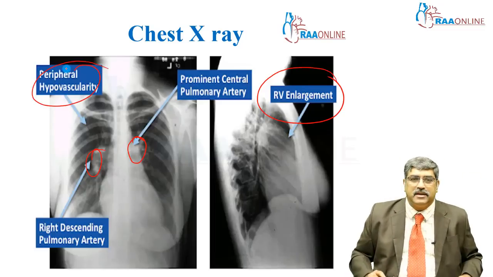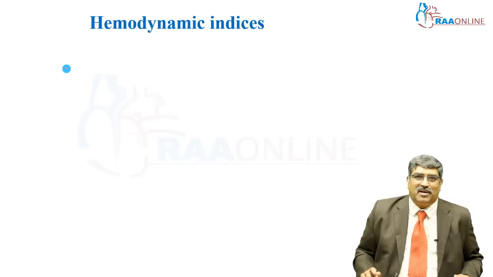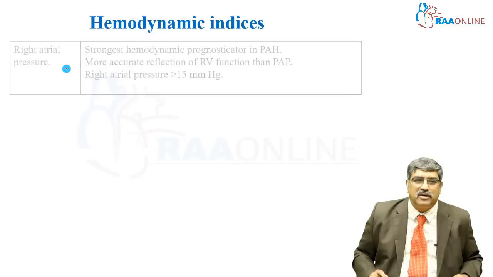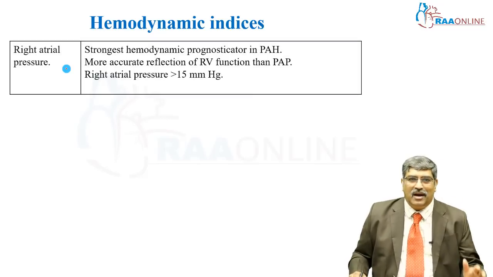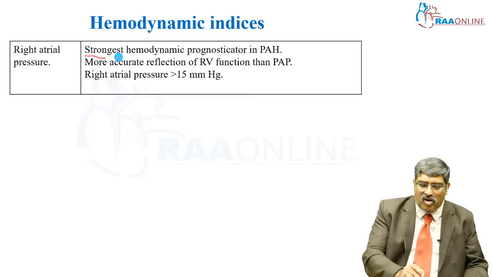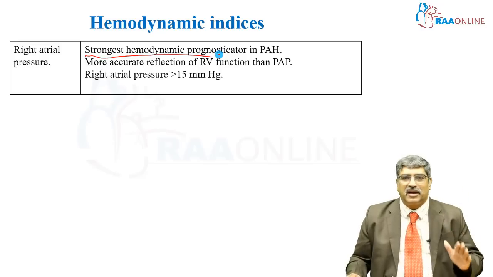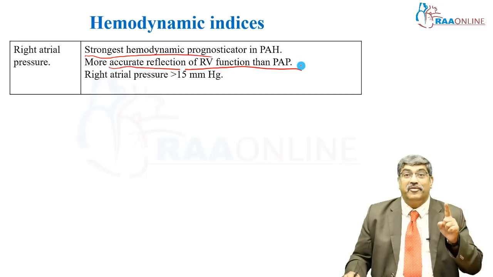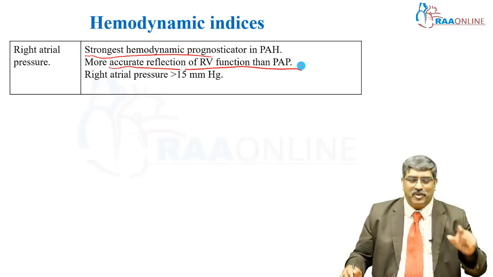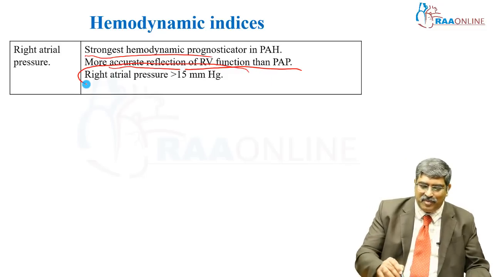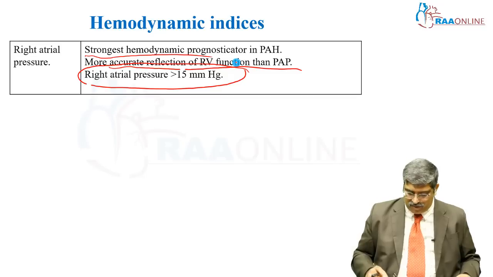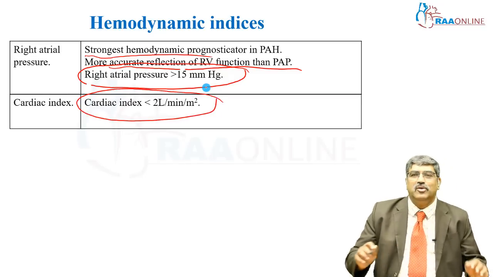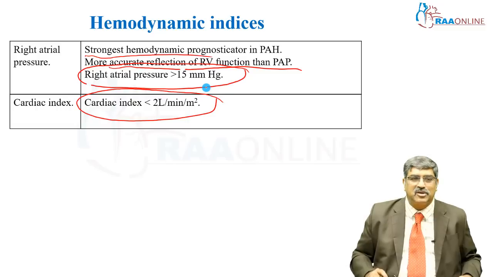Now coming to the most important part, hemodynamic indices which are required for the diagnosis of right ventricular dysfunction. First you look at the right atrial pressure. This is the strongest hemodynamic prognostic factor for PAH. It gives an accurate reflection of RV function more than the pulmonary artery pressure. Here the right atrial pressure will be usually greater than 15 millimeters of mercury. Coming to cardiac index, the cardiac index is going to be low. Usually it is less than 2 liters per minute per meter squared.